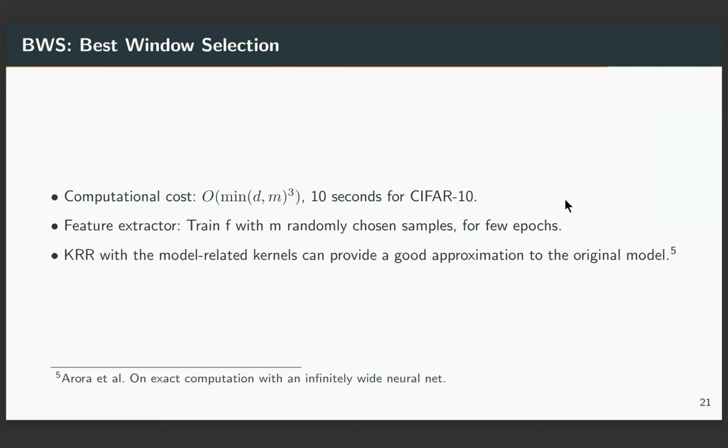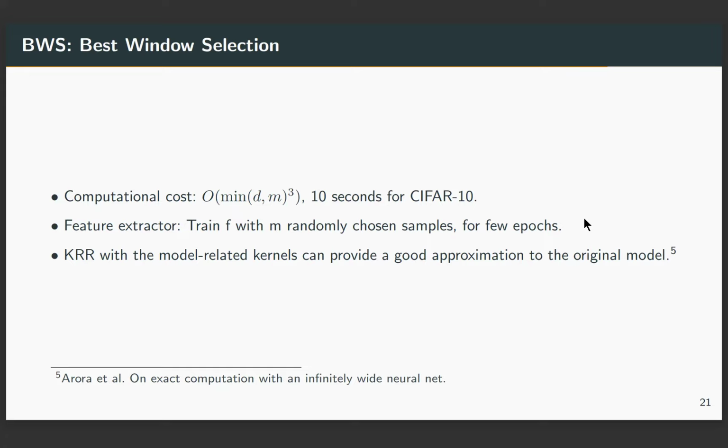The computational cost of BWS is directly related to the cost of solving KRR from step 3. And this cost is big O of minimum of D and n, to the power of 3, since the inversion of a D by D matrix requires D to the power of 3. The cost is significantly low. For example, BWS only takes 10 seconds for the CIFAR-10 dataset. For the feature extractor, we train a model for a few epochs on M randomly chosen samples. The reason that we conduct kernel ridge regression as the proxy task is that kernel ridge regression with the model-related kernels can provide a good approximation to the original model.